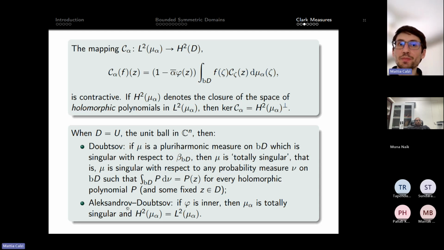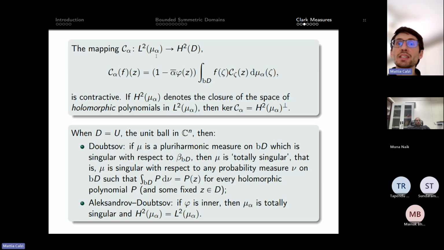And then Aleksandrov and Dovtsov considered the problem of the functions here which correspond to the function here for which f times mu alpha is pluriharmonic. So not only mu alpha should be pluriharmonic, but the measure with density f with respect to mu alpha should be pluriharmonic. And this is a smaller, let's say, model space.